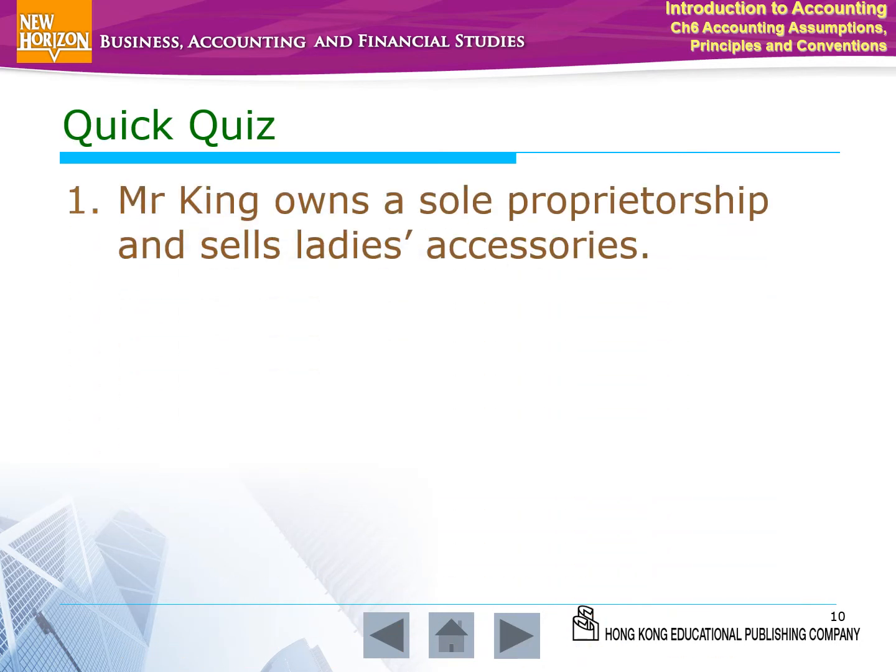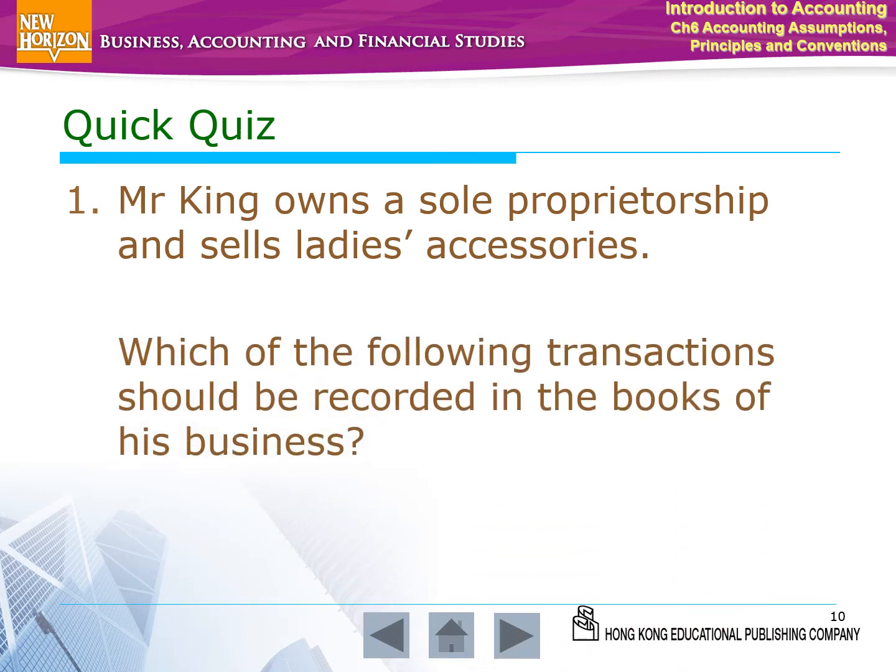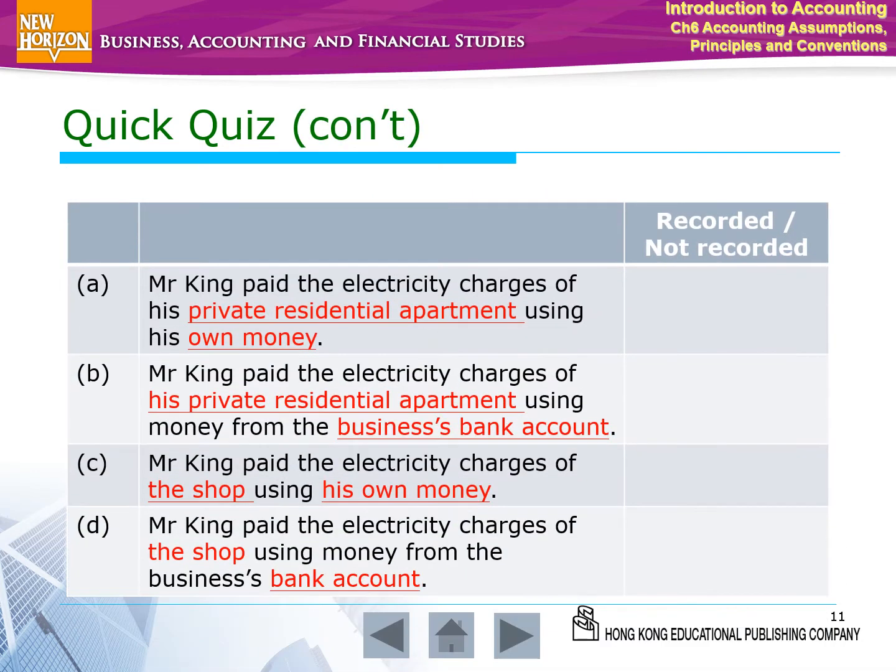Let us look at the question. Mr. King owns a sole proprietorship and sells ladies' accessories. Which of the following transactions should be recorded in the books of his business? Here are 4 cases. Look carefully at the letters in red. Mr. King paid electricity charges of his private residential apartment using his own money. Now, should these expenses be recorded in the business accounting books?